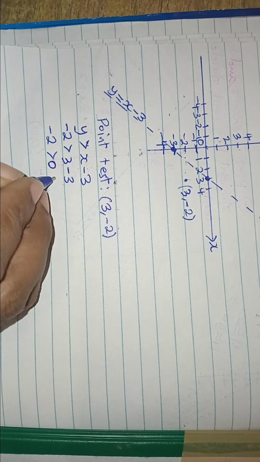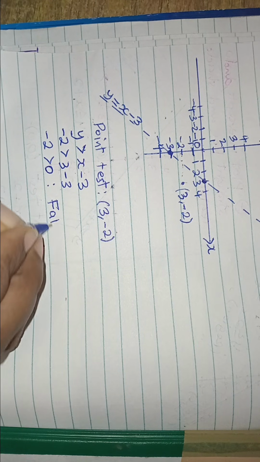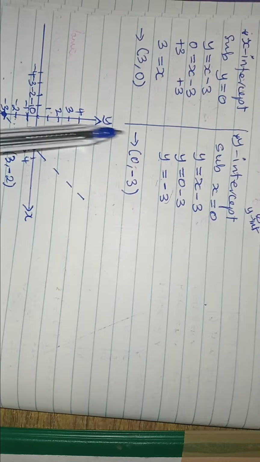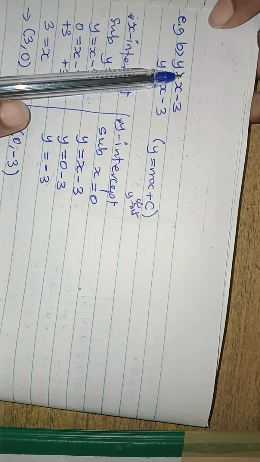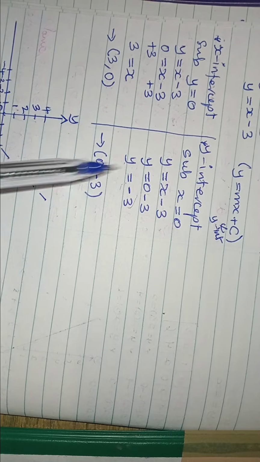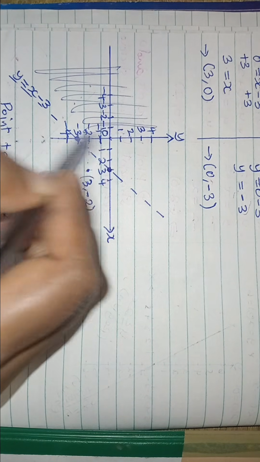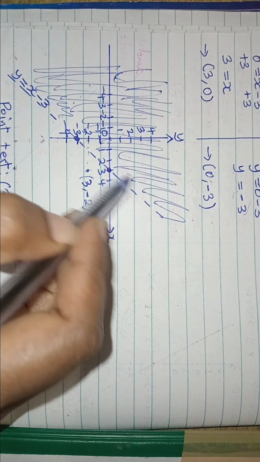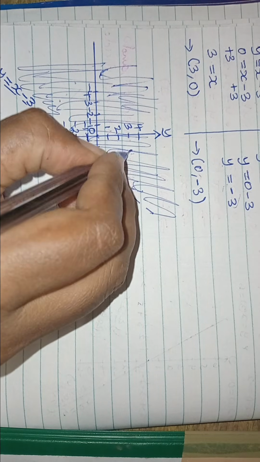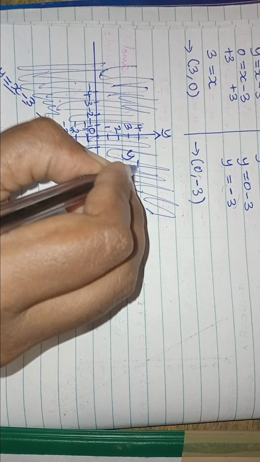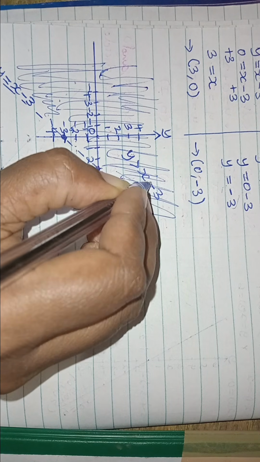0 is greater. So this statement is false, which means this point that we picked is not in the shaded region. It's the other side that is the shaded region. And we confirm by the greater than sign in the inequality, which says we shade the top part. And so we shade the top part. And again, the shaded region comes from the inequality y is greater than x minus 3.